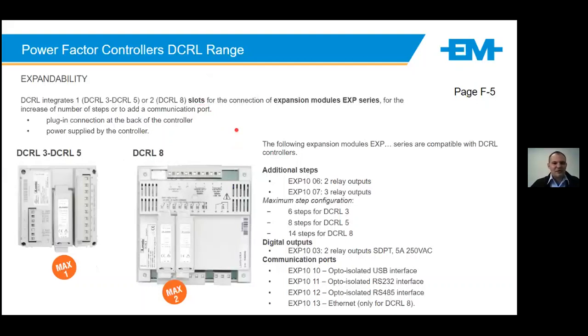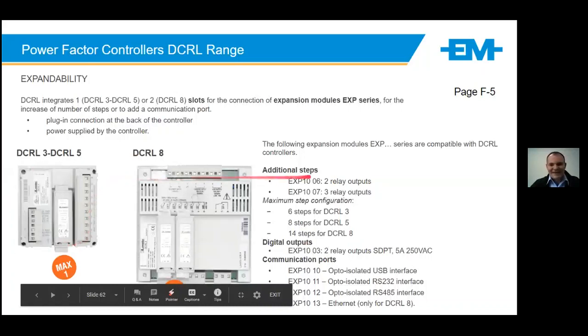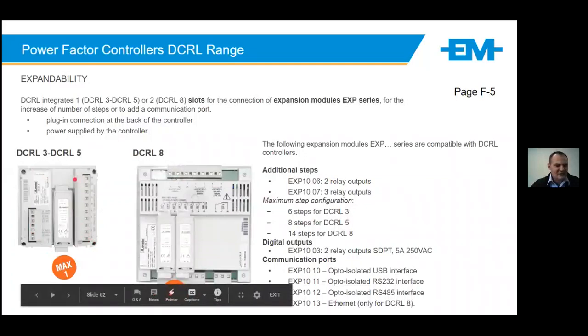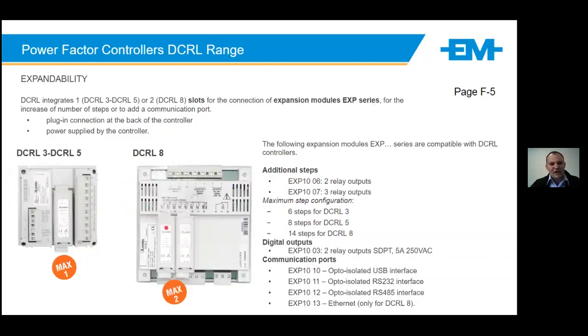This can be achieved by using what we call EXP modules from Lovato, and these modules vary. You can have a 2 or 3 relay output. So taking a DCRL3 with a 3 relay output, we can go up to 6 steps. The 5, 8 steps, 8, 14 steps. All right. So at the back of these controllers, you will see this little card that can slide in here, or module. And depending on the controller, there's X amount of slots available to you to do this.